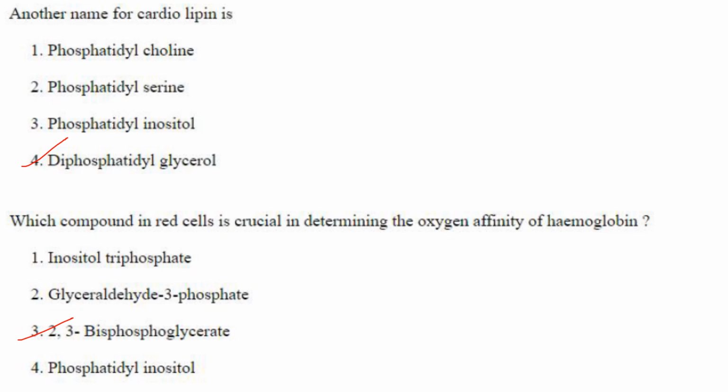Then next one, which compound in red cells is crucial in determining the oxygen affinity of hemoglobin? So it is 2,3-bisphosphoglycerate. It binds to hemoglobin, reducing its oxygen affinity, and it facilitates the release of oxygen to the tissues. That is what 2,3-bisphosphoglycerate does. Moreover, it shifts the oxygen hemoglobin dissociation curve to the right.